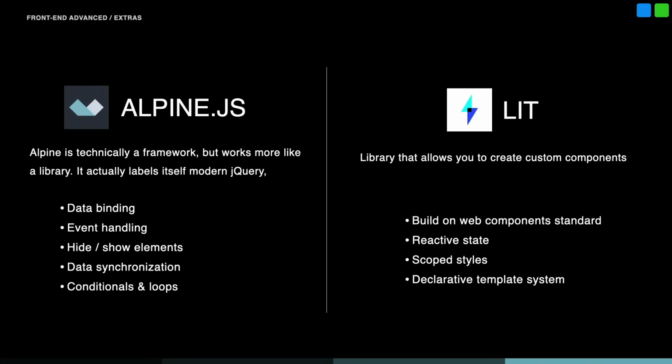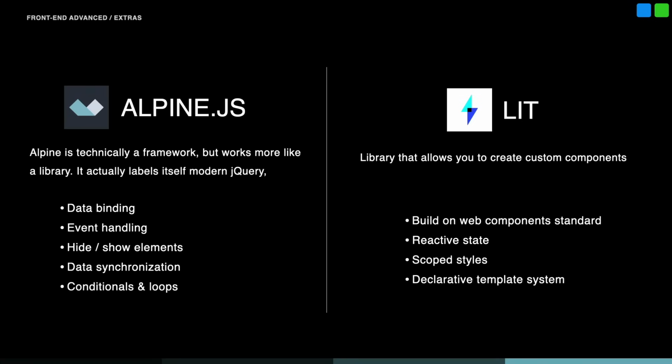Alpine is often used with frameworks like Laravel. So oftentimes if you don't want to use something like React in your front end, you'll use Blade templating, but then to add dynamic components to it, dynamic functionality, you use something like Alpine JS. So I think that's a really good solution.